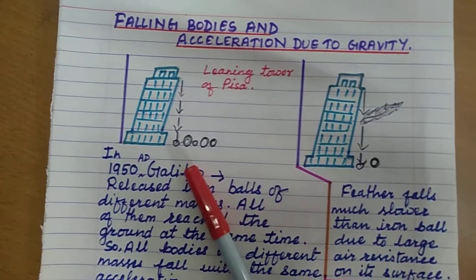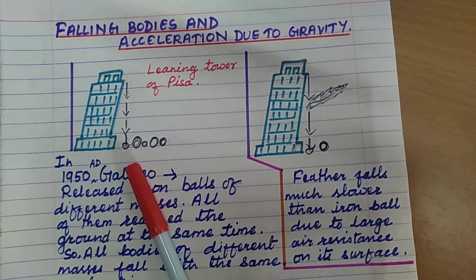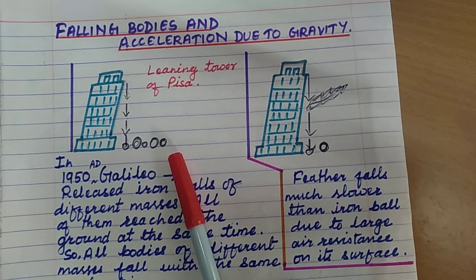So in this case, all of the iron balls have different masses, but they fall at the same time. It is because in each case, whether a small iron ball or a big iron ball, upward air resistance is negligible compared to the weight of the iron ball. The surface of the iron ball is small, so upward air resistance is very small, and at the same time the weight of the iron ball is much more than the upward air resistance.